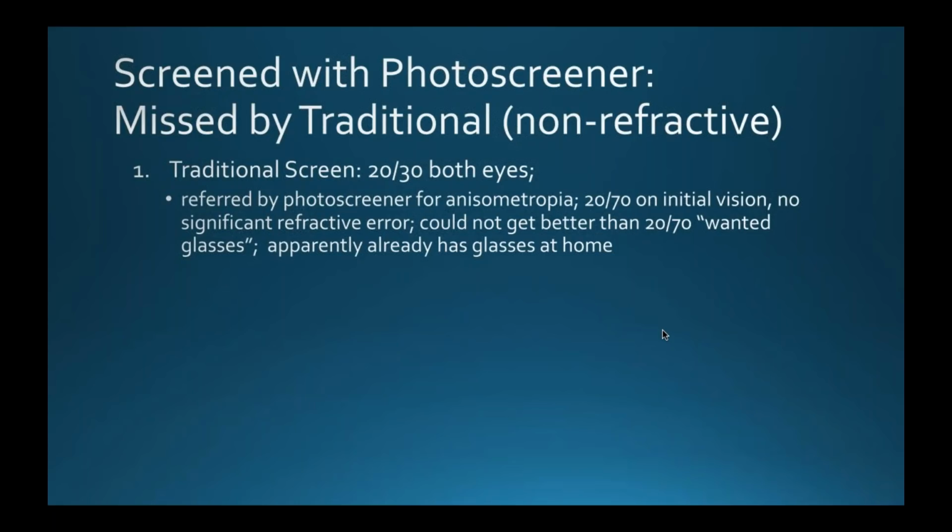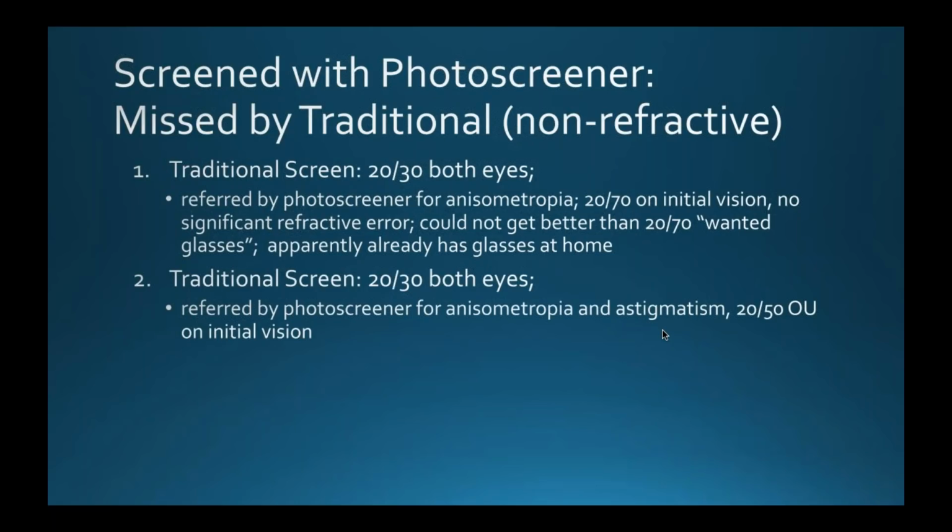And so this type of child was referred for additional examination in an office-based setting to figure out what exactly was going on with that child. Was their vision actually 20/30 and they wanted glasses, or is there something else going on that we can't detect by just measuring for glasses?